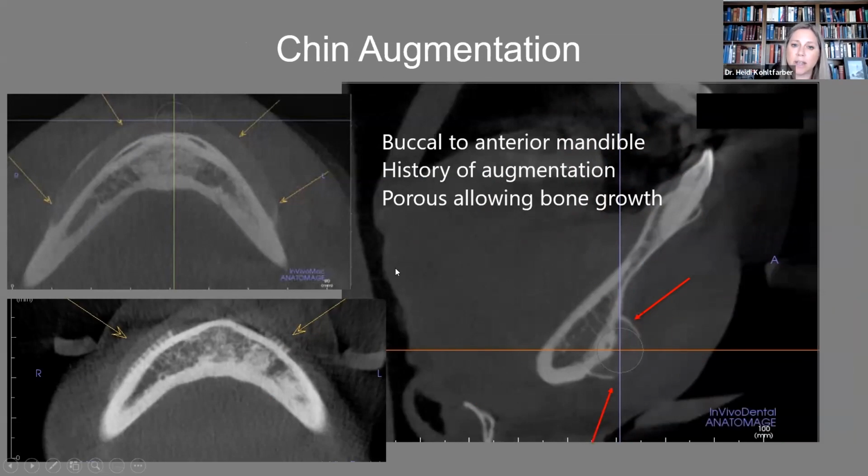Here's our chin augmentation. So we can typically see this hypodense appearance. It's buccal to the mandible. And sometimes, actually most of the times, you see this bone growing out and around it. And it's because these bone grafts are very porous in nature. They're built that way so that the bone does grow in and around and through them and anchor that implant to the bone. So that's actually what they want it to do. This was a great one. You can see that beautiful grid pattern as that bone has gone into all the porous little areas.